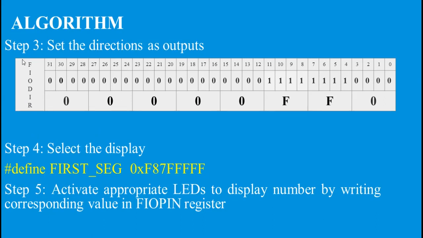After setting the direction of the pins, you have to select one of the displays among the 4. The value to select a display among the 4 was discussed in the earlier slide. Here we are going to use a global constant. The global constant first_segment is assigned a constant, 0xF87FFFF. So wherever in the program you use first_segment, it is going to be replaced by that constant value. After selecting the appropriate display, you have to send an appropriate value to display a number on the 7 segment display. This is about the algorithm.